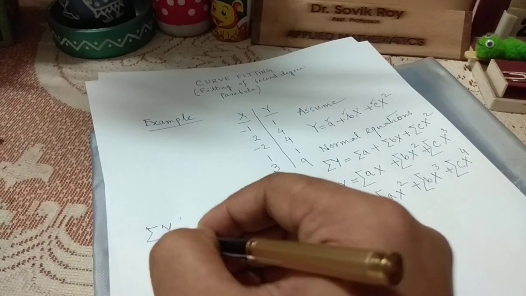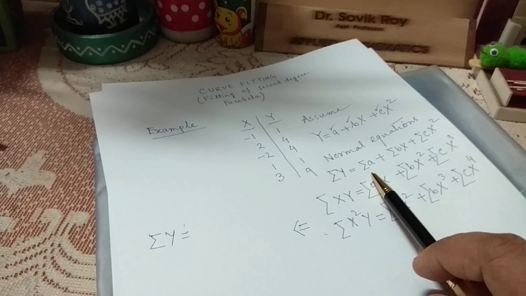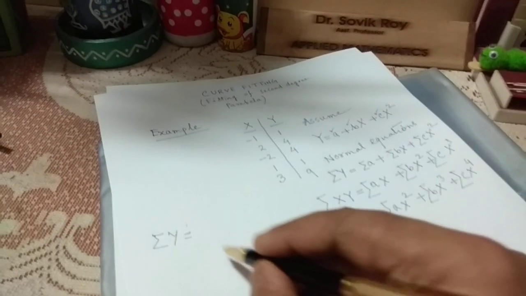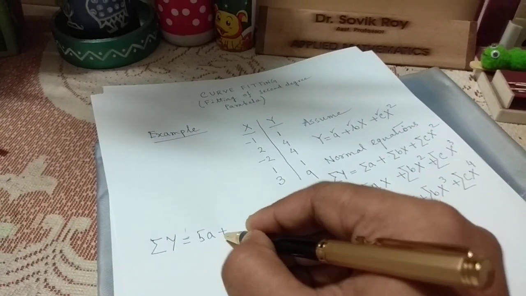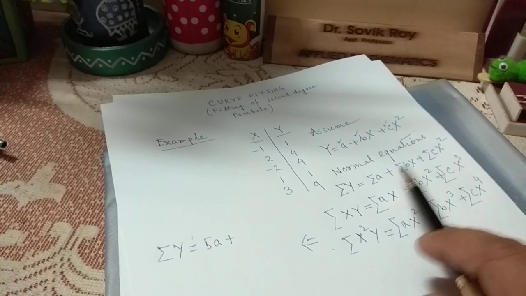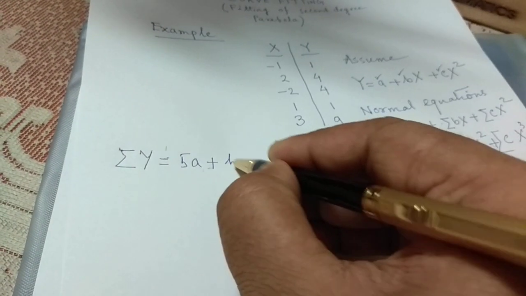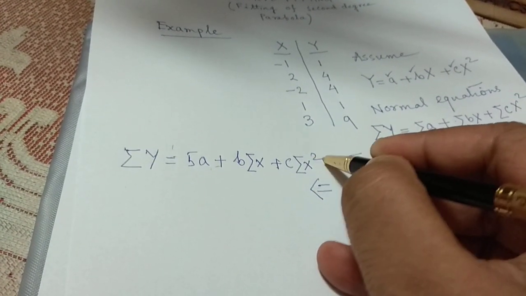We get summation y is equal to summation a. How many terms are there? 5 terms. So this will be 5a plus b is constant, it will come outside the summation sign. c is constant, it will come outside the summation sign. So we get b summation x plus c summation x square.